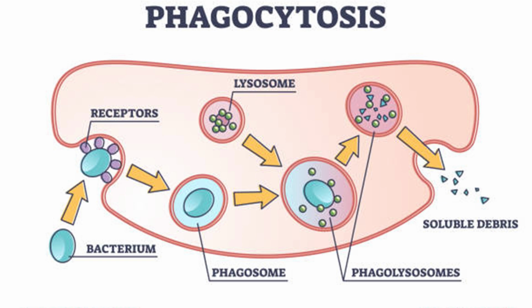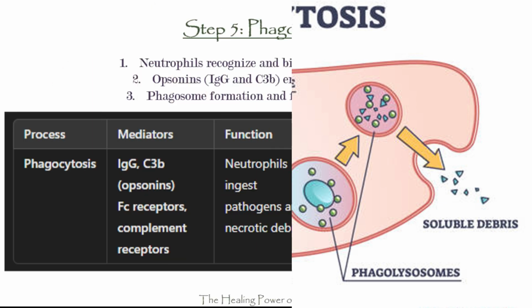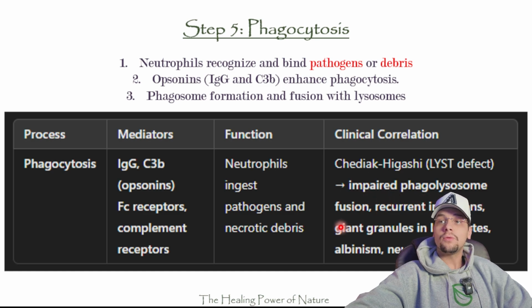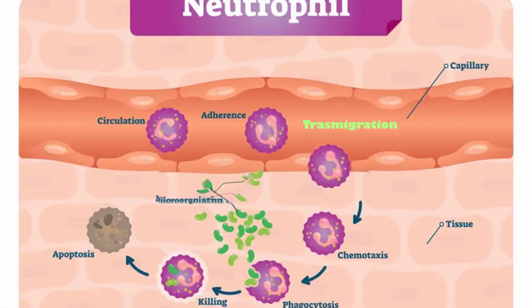Neutrophils ingest pathogens and necrotic debris. In Chediak-Higashi syndrome, there's a LYST defect, which is an impaired phagolysosome fusion, which results in recurrent infections, giant granules in leukocytes, albinism, and neuropathy. Step 6, there's destruction of phagocytosed material.